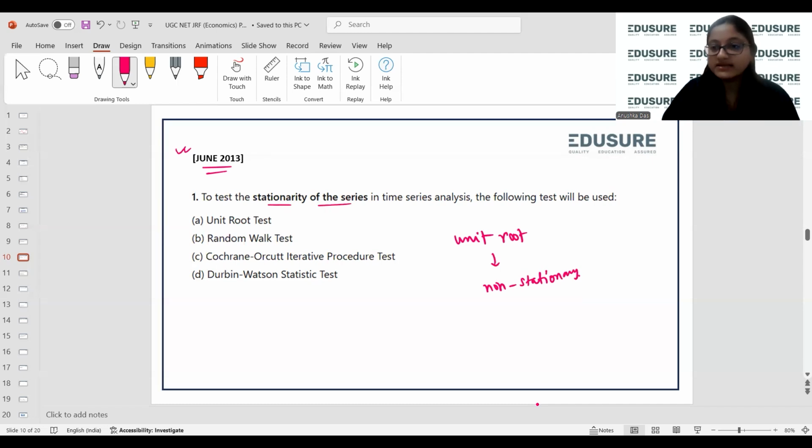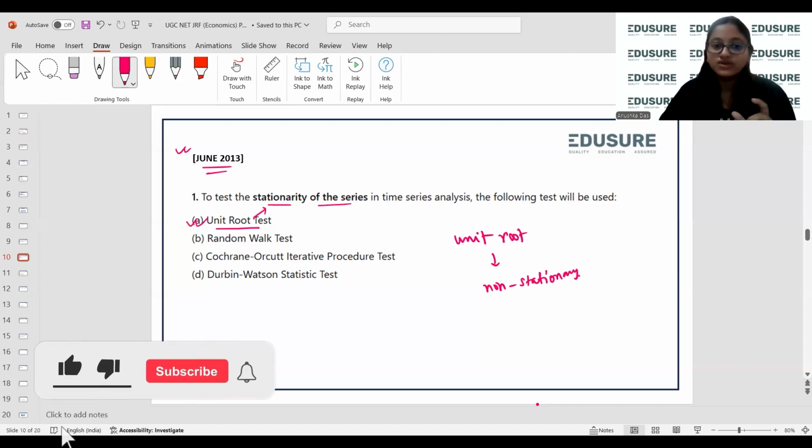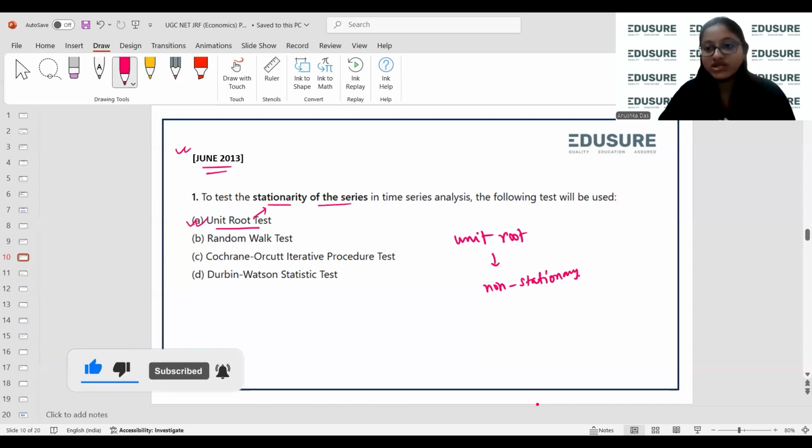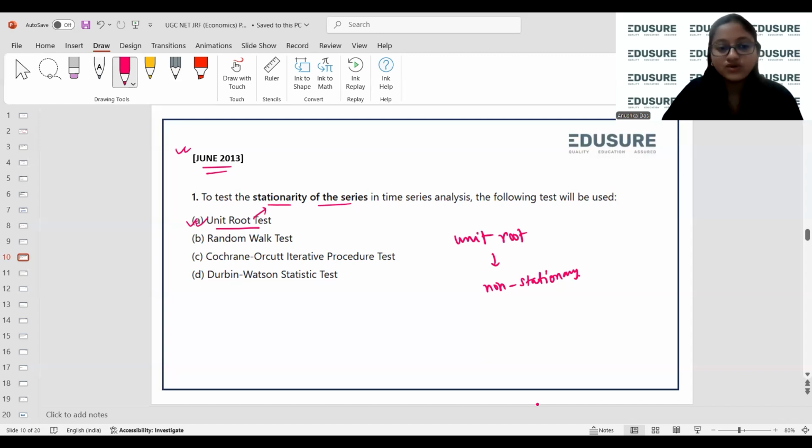Now, in order to check stationarity, what test will you use? You will use the unit root test. So from the name itself, you understand that it is related to stationarity. Unit root present means the process is non-stationary. So if you want to test whether stationarity is present or not, you will use the unit root test. In unit root tests, you have the Dickey-Fuller test, the augmented Dickey-Fuller test, the KPSS test, various tests. But the name of the group of tests is the unit root test, because we are testing the hypothesis of whether a unit root is present in your model or not.